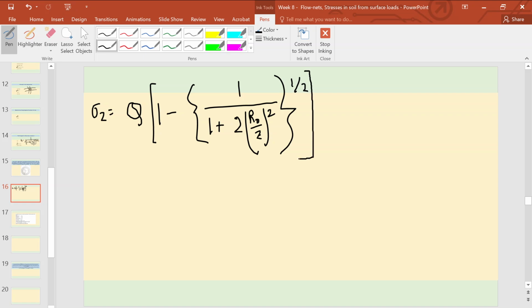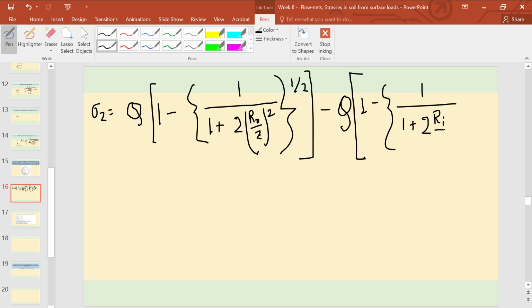This is the outer load, minus again Q into, you can take Q common outside and then do the sum, you can do it easily, 1 by 1 plus 2 into radius inner one divided by Z, whole square, to the power 1 by 2. Is this the formula you have used or something else?